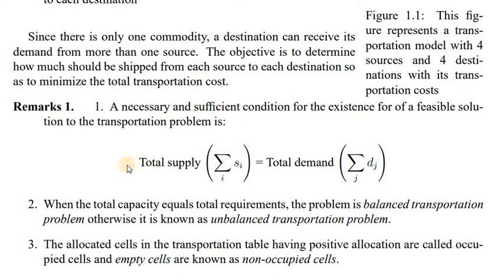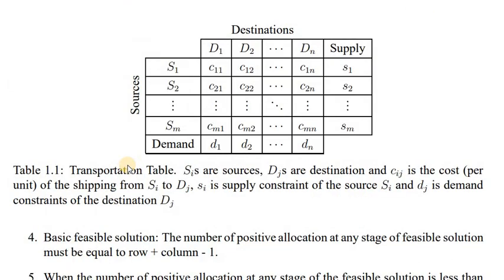So what do we mean by a balanced transportation problem? If the total supply is equal to the total demand, that is known as a balanced transportation problem. Otherwise, it is known as an unbalanced one. The allocation cells in the transportation table having positive allocation are called occupied cells, and the empty cells are known as the non-occupied cells.